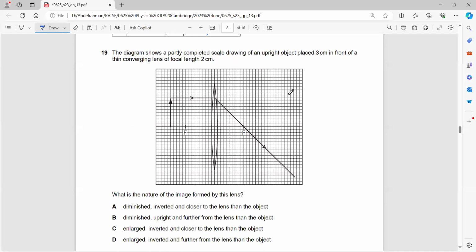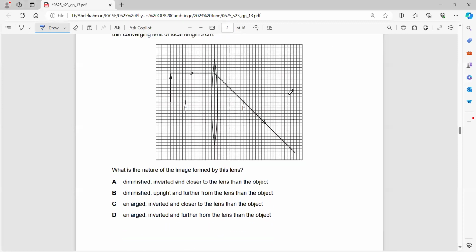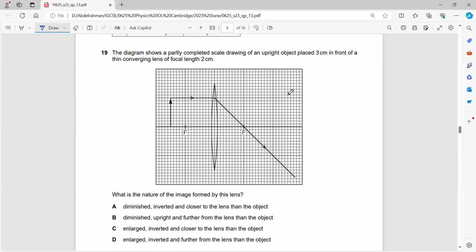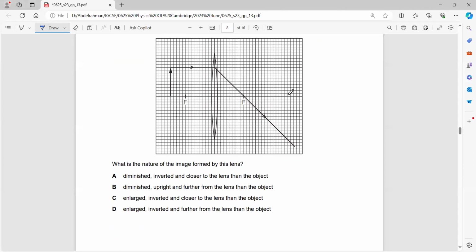What's the nature of the image formed by this lens? Any ideas? First of all, is this image upright or inverted? It has to be inverted, so it cannot be upright. Is it enlarged or is it diminished?